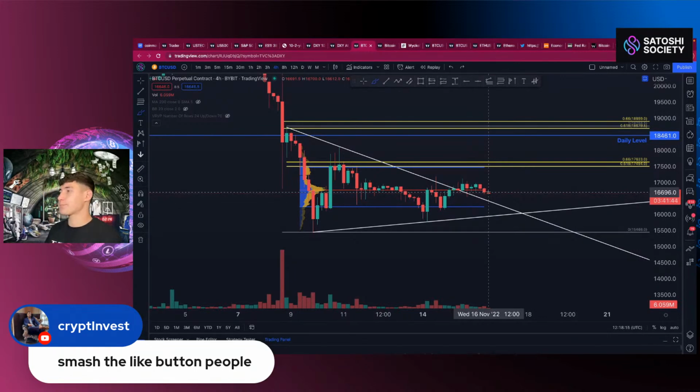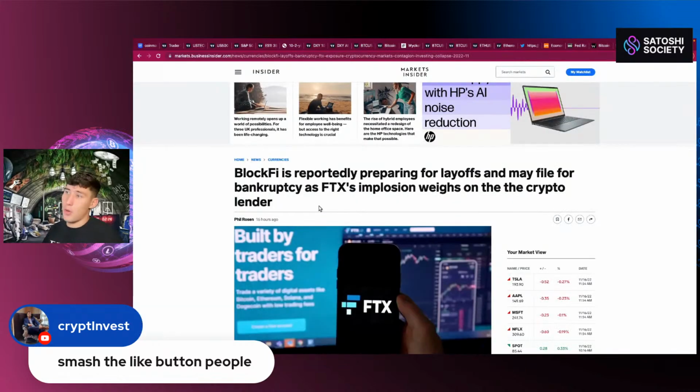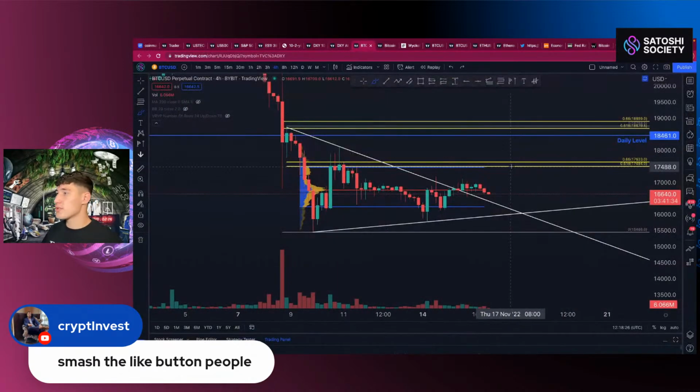So right now, I am still expecting lower, and especially with BlockFi potentially becoming bankrupt, then that's most definitely going to continue to push the price towards the downside as well.